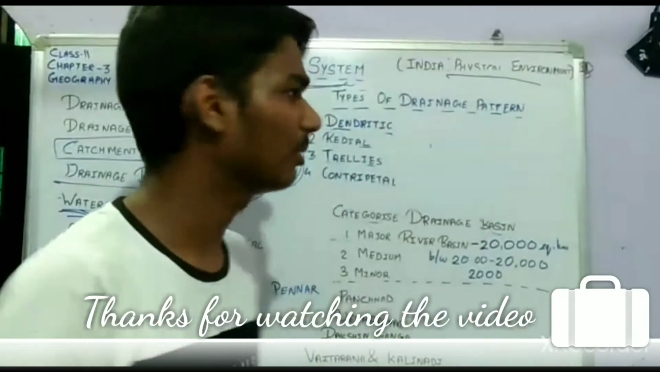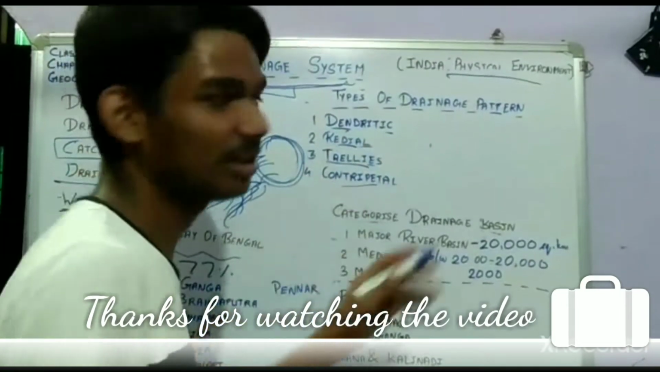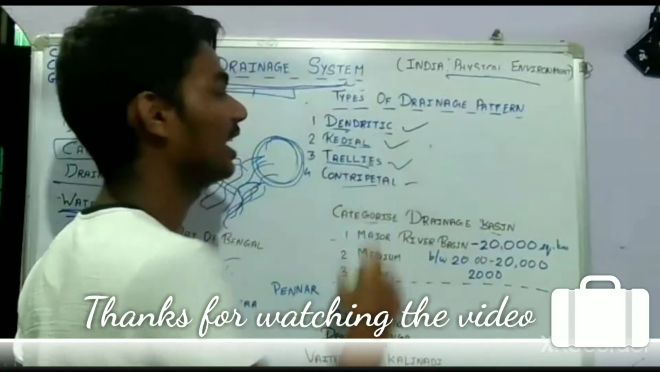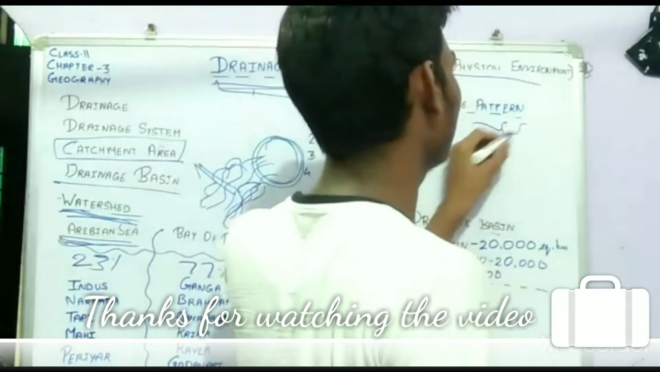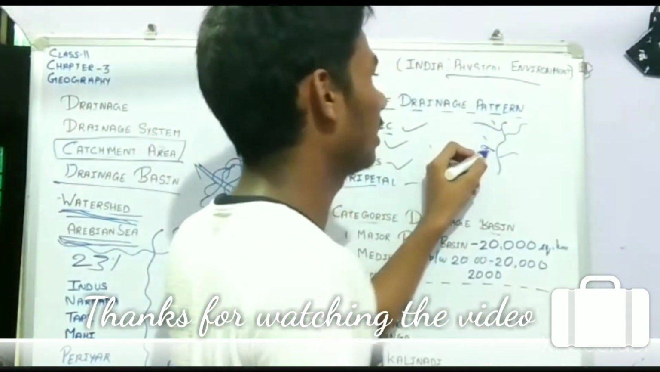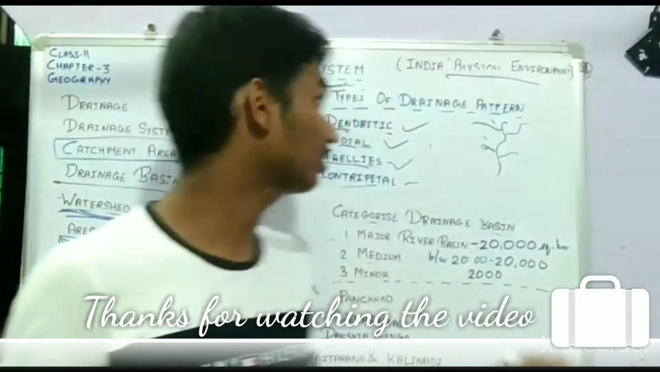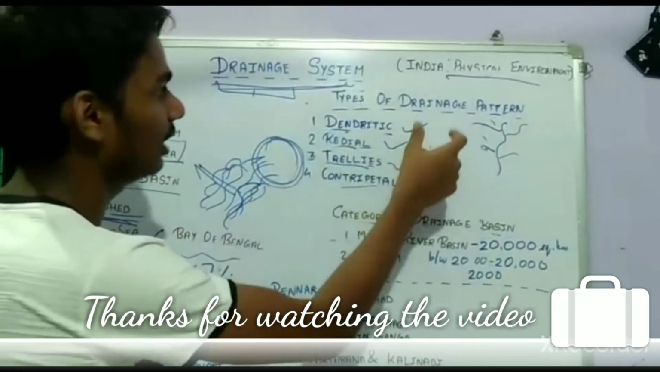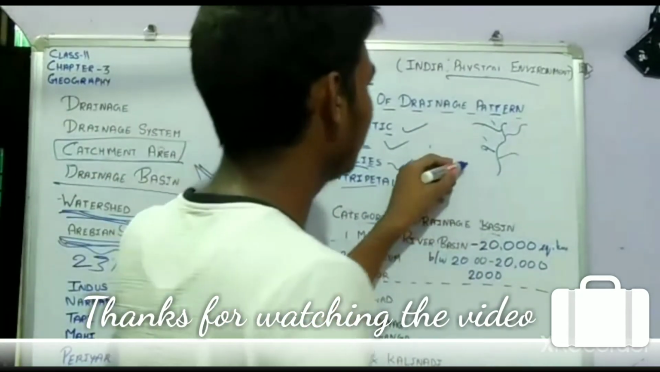Types of drainage pattern. Mainly there are four types of drainage pattern: dendritic, radial, trellis and centripetal. So first one is dendritic, resembling the branches of a tree. You see, like this, the branches of a tree. The drainage pattern resembling the branches of a tree is called dendritic drainage pattern.